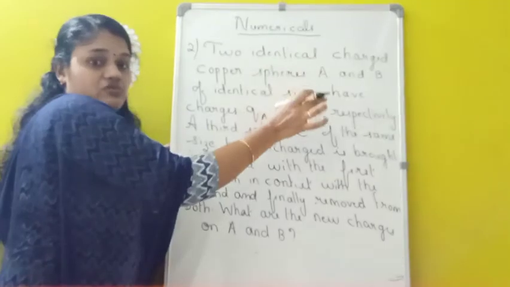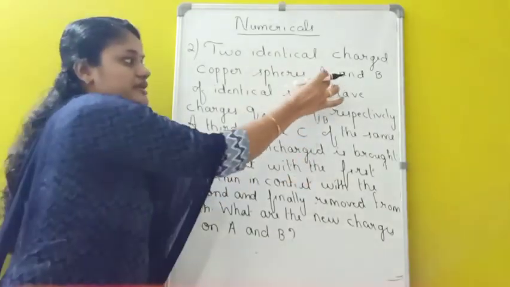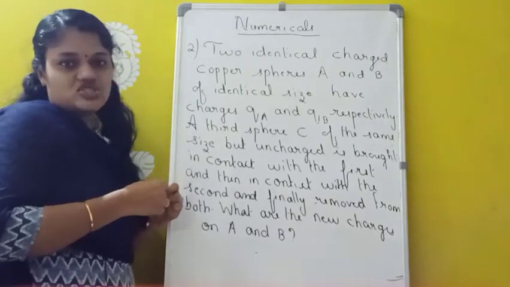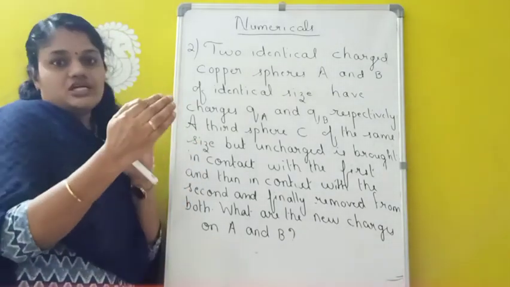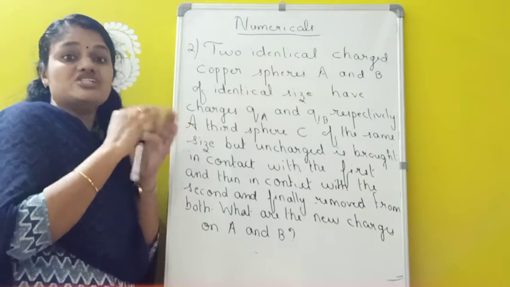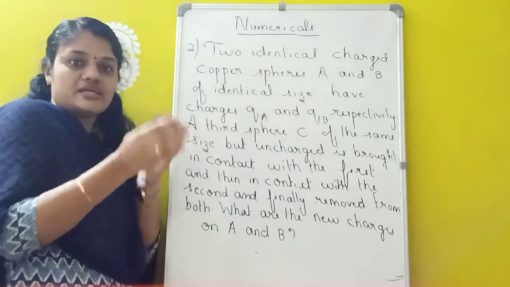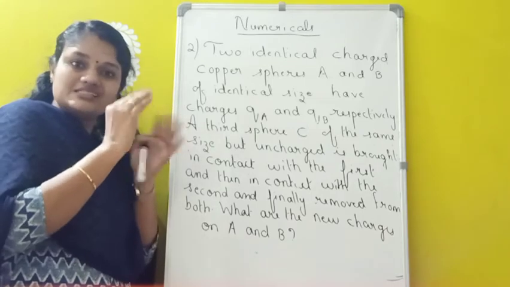Okay. So at that time, what is the final charge of A and B? We have to find out. Whenever we are bringing a charged body near to an uncharged body, the charge will be shared. So after sharing, both the bodies will be getting the same charge.